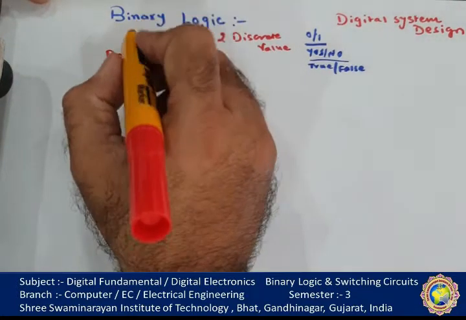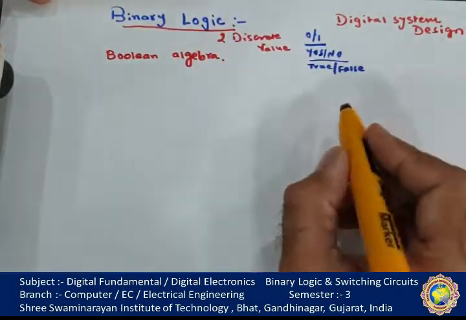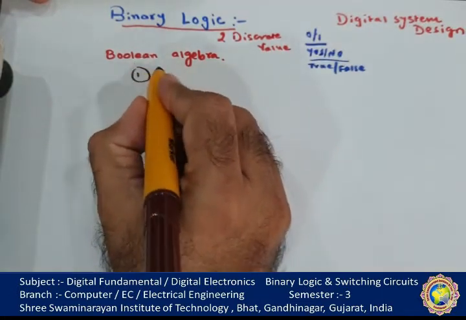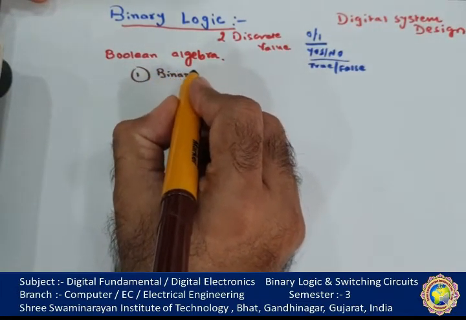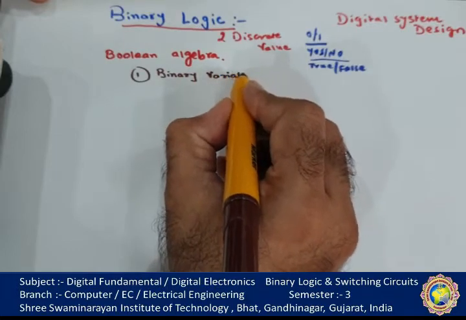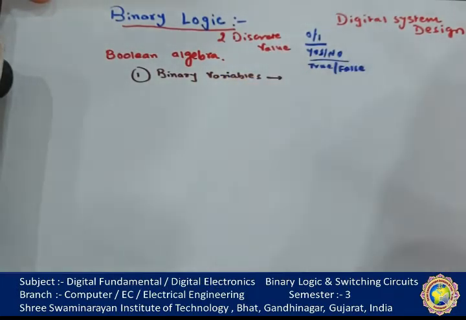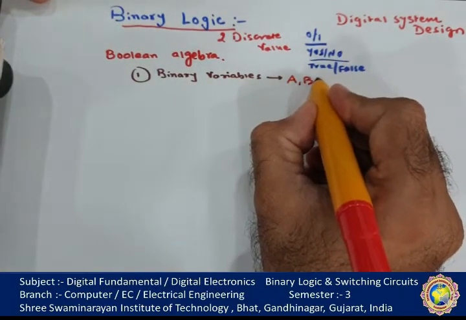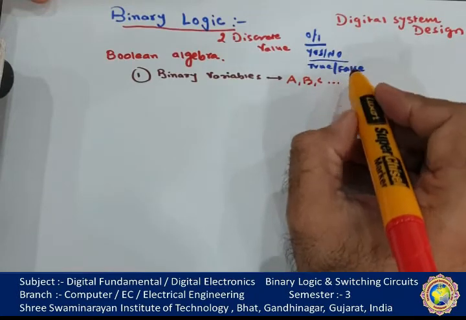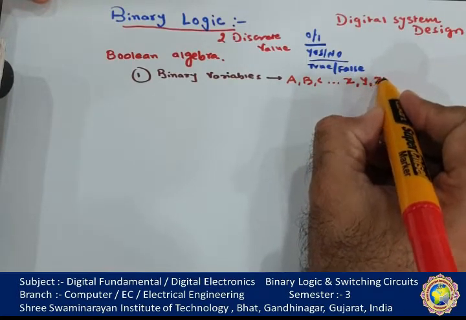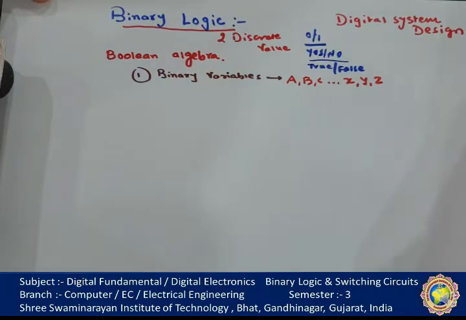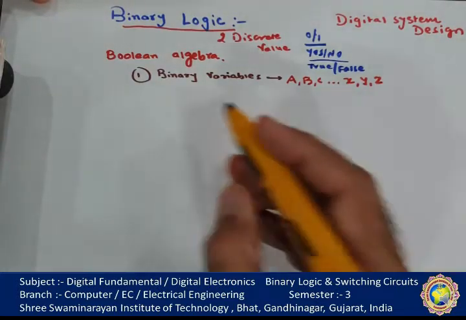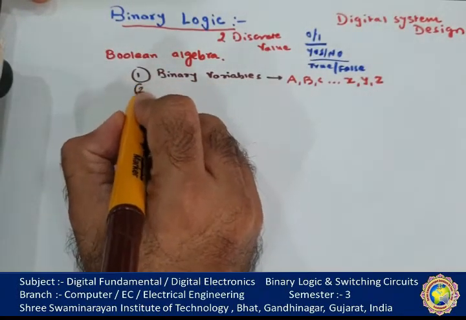What are the main parameters of binary logic? The first is the binary variable. These binary variables we normally assign alphanumeric codes such as A, B, C, or small letters like X, Y, Z. A binary variable is assigned to a part of the circuit. It might be an input, an output, or any intermediate parameter.